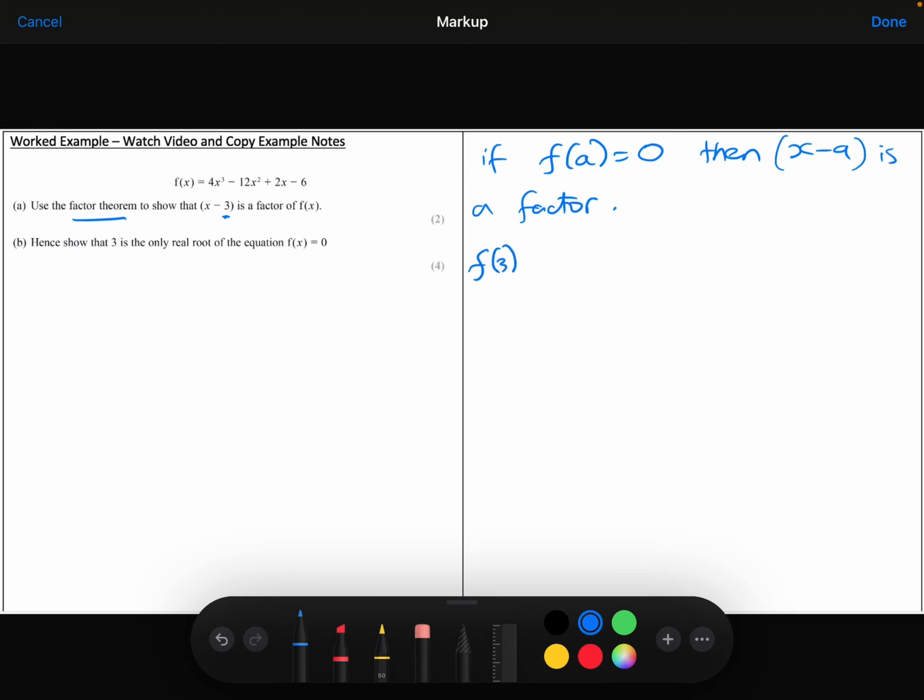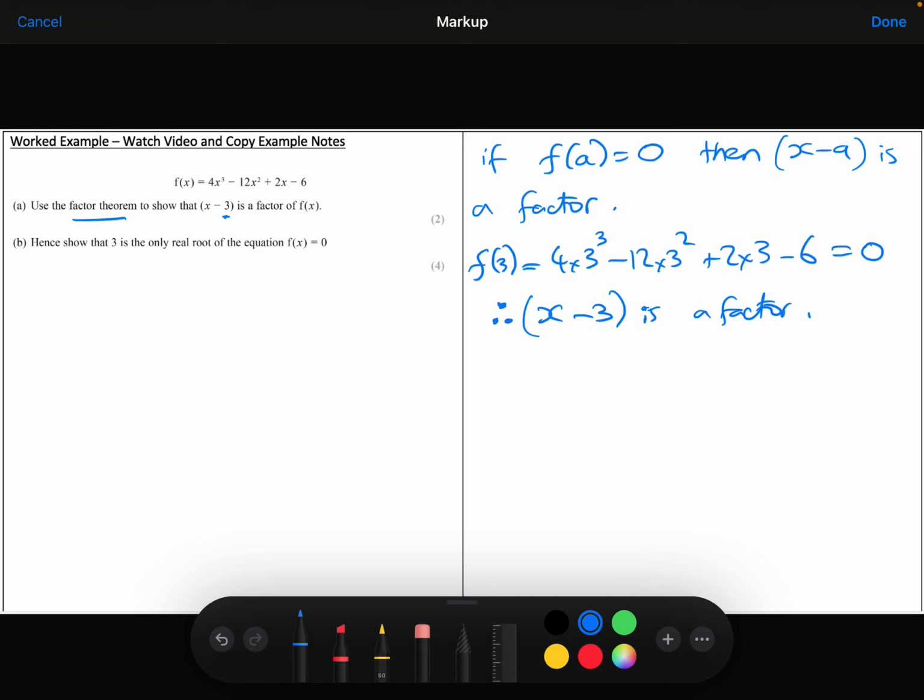So f of 3 is equal to 4 times 3 cubed minus 12 times 3 squared plus 2 times 3 minus 6. And that does equal 0. Therefore, x minus 3 is a factor. That is part A of the question done. 2 marks. You need to have all of that information to get both of those marks.